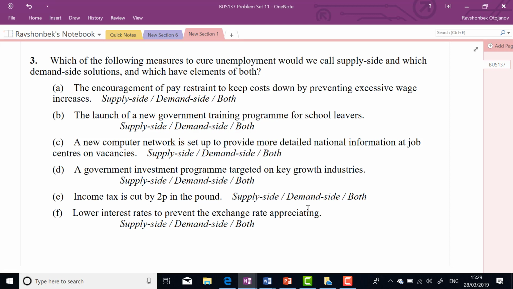Which of the following measures to cure unemployment would you call supply side, which demand side, and which are both? Okay. So we are targeting unemployment. Some of the instruments we are using to target unemployment, to reduce unemployment, are supply side, and some of them are demand side solutions.